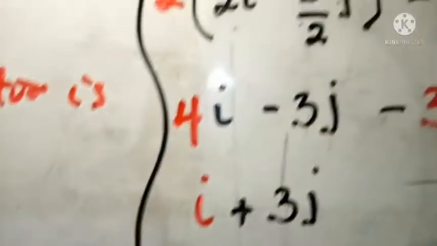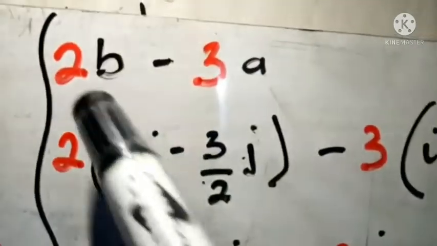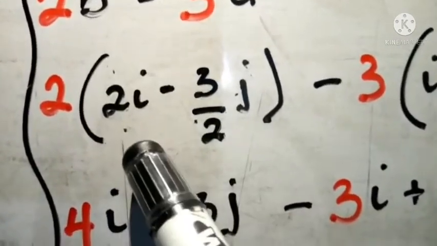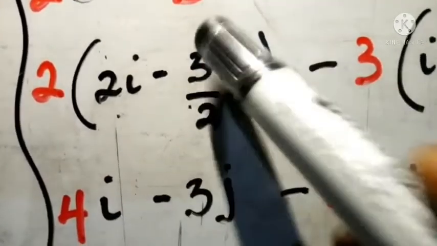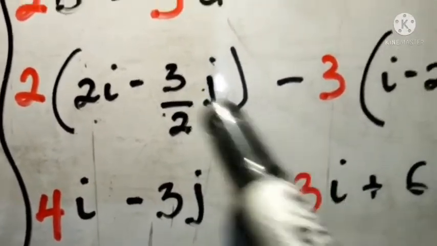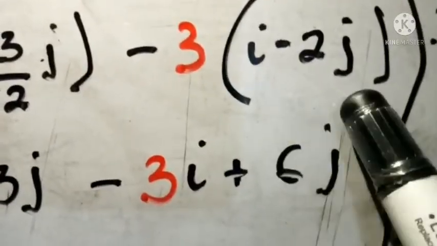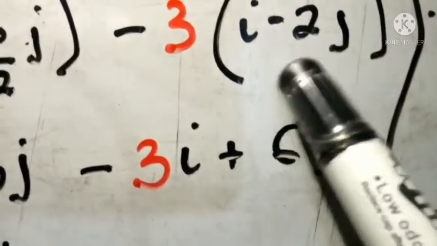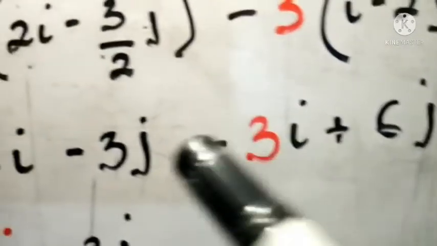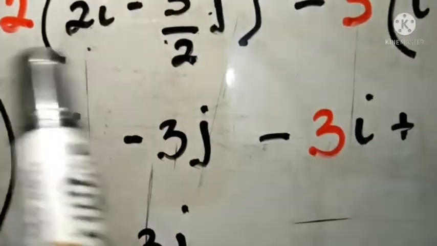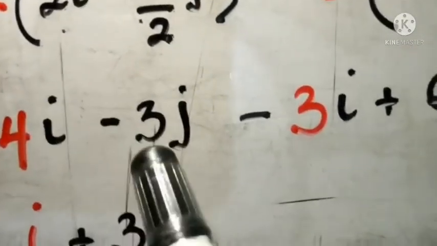So let's look at how to calculate that. Over here you have 2b minus 3a, meaning 2 multiplied by b, so b is 2i minus 3 over 2j. Is that okay? So minus 3a, so 3 here, and then multiplied by a, which is i minus 2j. Is that okay? So just multiply. This will multiply the numbers, that gives me 4i here, and then 2 multiplied by whatever is here, that should be negative 3j, right?